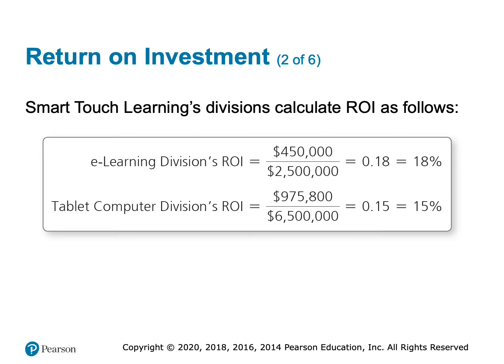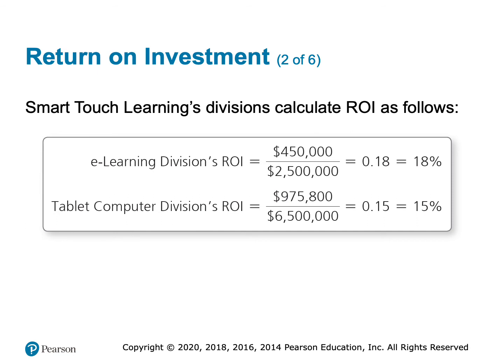Hopefully you've already calculated this. So if we look at our tablet computer division, they have $975,800 of profit and $6.5 million of assets. So their ROI is 0.15. So for every dollar they invest in assets, they only get 15 cents of profit.